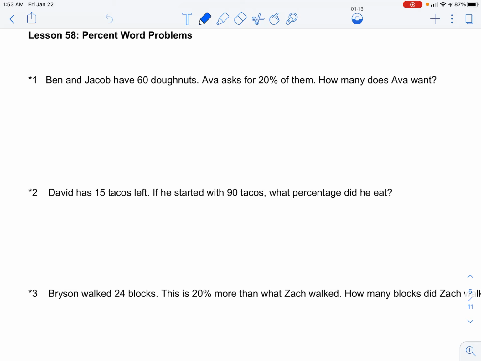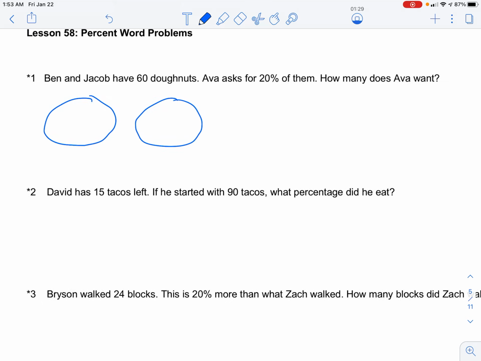So let's just go ahead and get started with the first example that's in your notes. Ben and Jacob have 60 donuts. Ava asks for 20% of them. How many does Ava want? Okay, so we're going to draw two circles here. This is going to be our diagrams. In those diagrams, the first one's going to be a representation of the number that we had at the start, in other words, before the 20% was given away. So Ben and Jacob had 60 donuts. That was the starting 60.